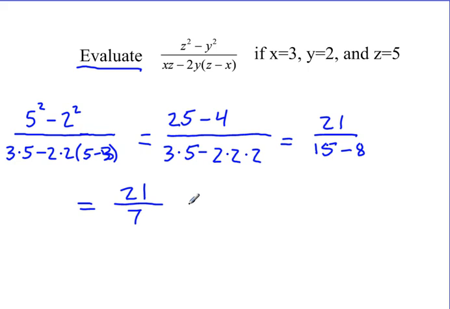And then our final answer, once we finally have one number on top and one number on bottom, we can combine and actually take that division bar into play now. 21 divided by 7 will be equal to 3. And again, what this problem means is that this expression will be equal to 3 if you correctly plug all of these numbers into the correct variable positions.